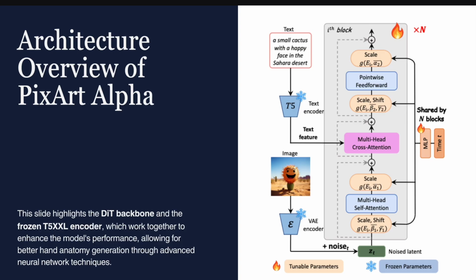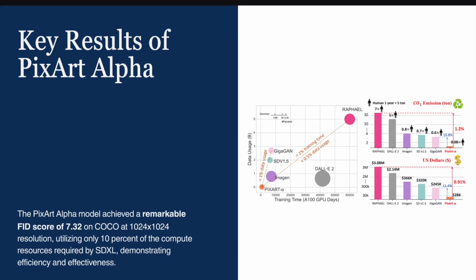And because of this design, PixArt-alpha is able to achieve strong performance. For example, a good FID score on COCO while using only about 10% of the compute required by models like Stable Diffusion. So overall, PixArt-alpha gives us a compute efficient and modular model which is also very suitable for fine tuning. And that's exactly what we build on in our project. Now I'll hand it over to Prajna who will walk you through our approach.